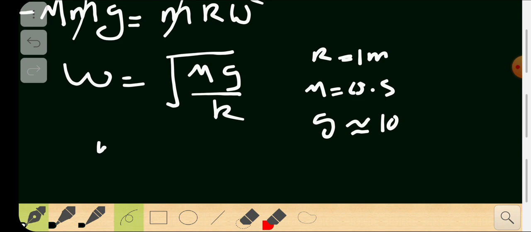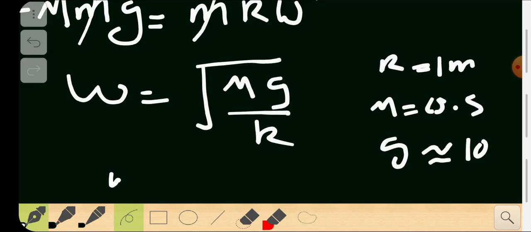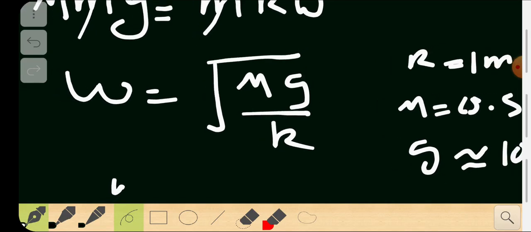So how fast you can rotate is directly dependent on the frictional coefficient and the gravitational acceleration. The higher the gravitational force, the faster you can go. And if the radius is larger, it is actually very hard to keep it in place. So that's very non-intuitive, and I think this benefits you.